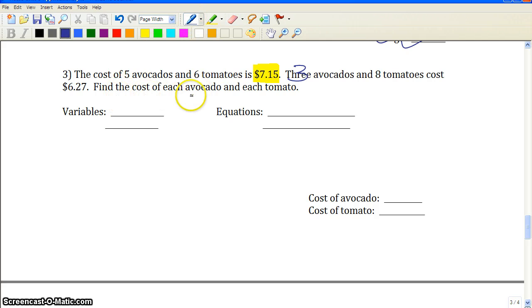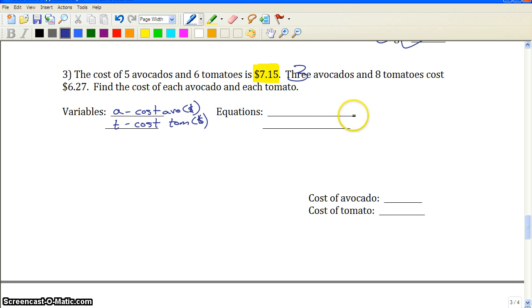The cost of an avocado is going to be the first variable, so we're going to say that A is the cost of avocado. We're going to simplify that a little bit in our writing. And we're going to say T is the cost of tomato, and that's going to be in dollars.